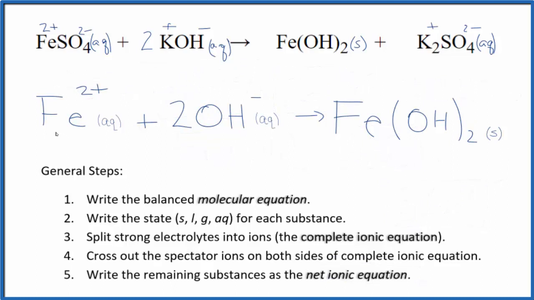So this is the balanced net ionic equation for this iron 2 sulfate plus potassium hydroxide. You'll see charge is balanced. We have 2 plus here, 2 times 1 minus, that's 2 minus. So that adds up to 0. This is neutral, net charge 0. And if you count the atoms up, they're balanced as well.